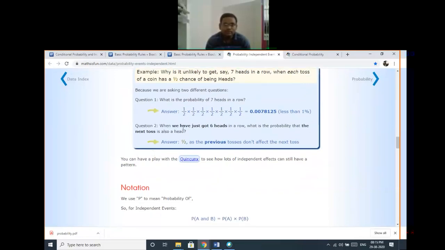Question 2 is, when we have just got 6 heads in a row, what is the probability that the next toss is also a head? So it is exactly 1 by 2 because it is not a dependent event. As the previous toss doesn't affect the next toss, that's why the seventh event will also have probability 1 by 2.